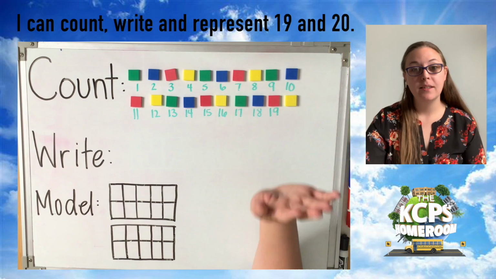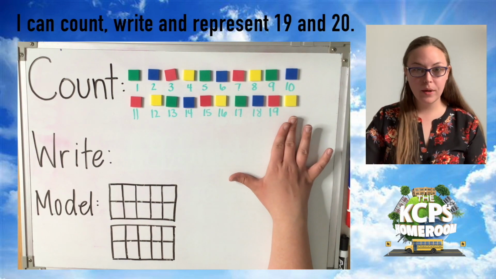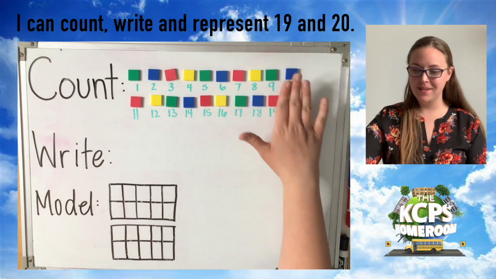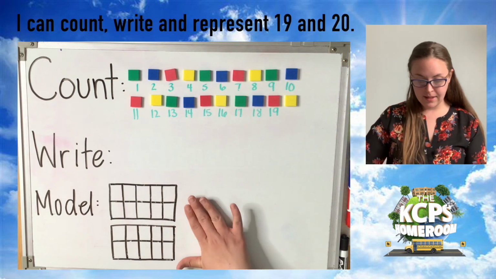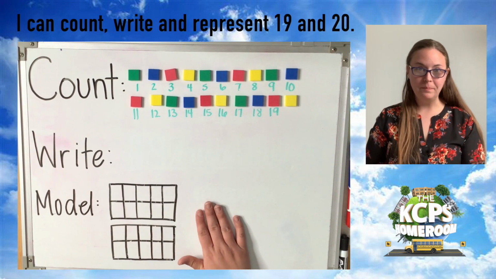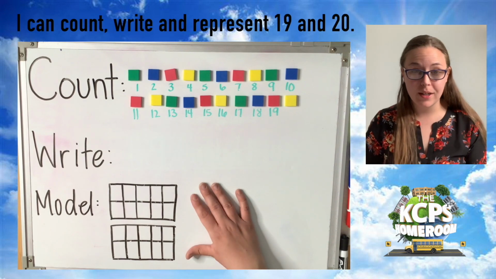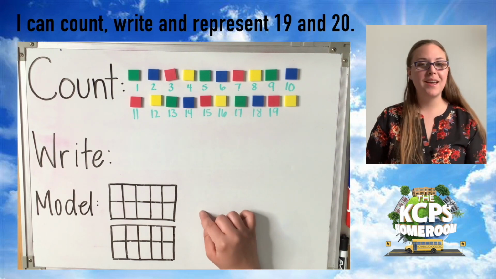All right, so we're gonna wait to write 20 today. And I'm actually going to do this a little bit backwards. We're going to move the counters down here into the 10 frames, and then we'll talk about writing the number. Okay, so I'm going to reorganize my counters now. You go ahead and reorganize yours also, and we'll meet back here to work on 20.